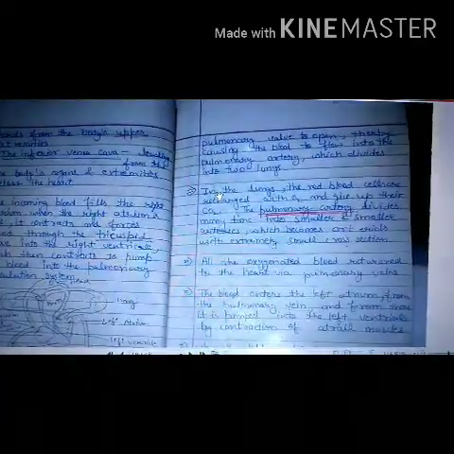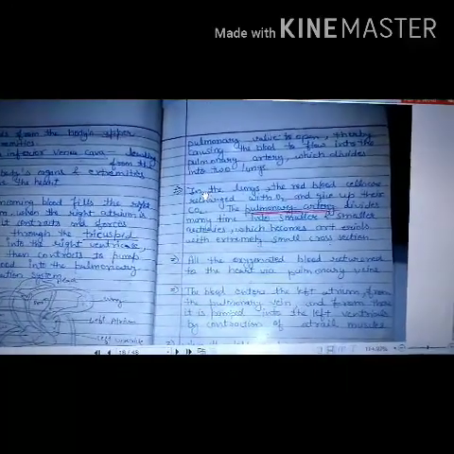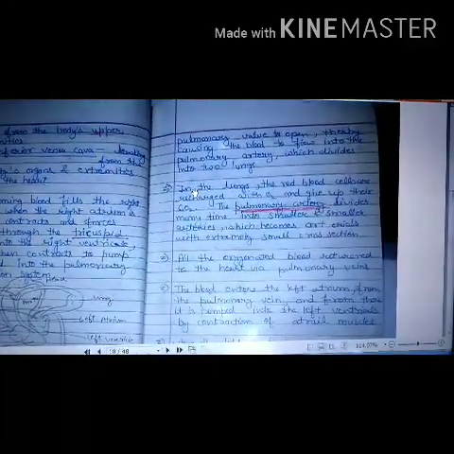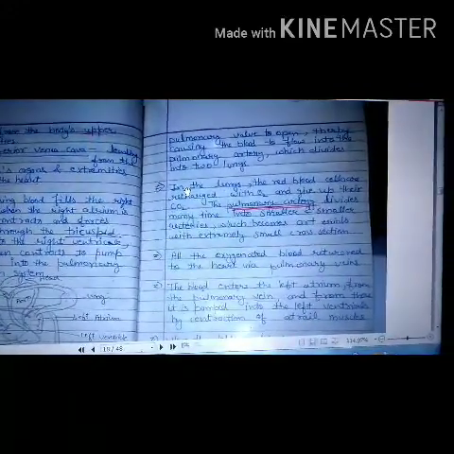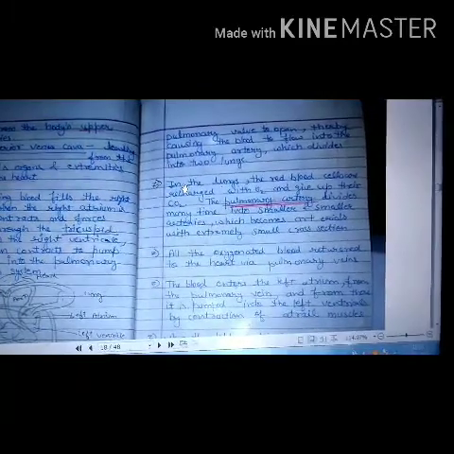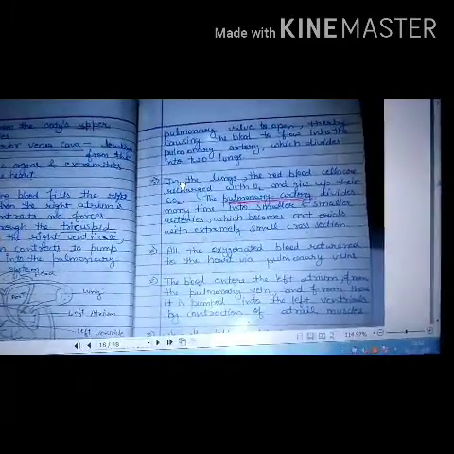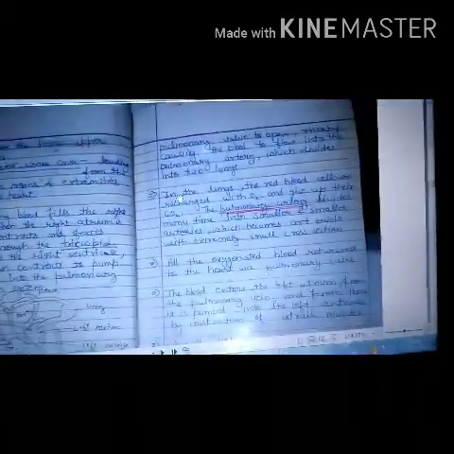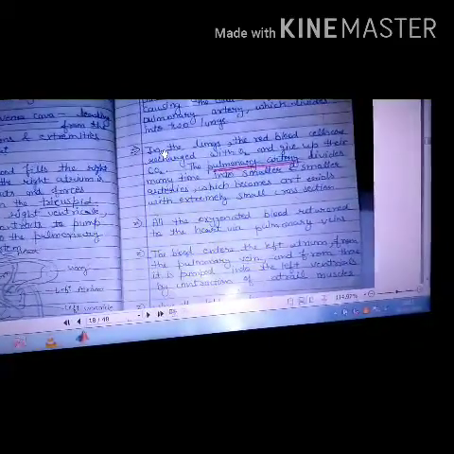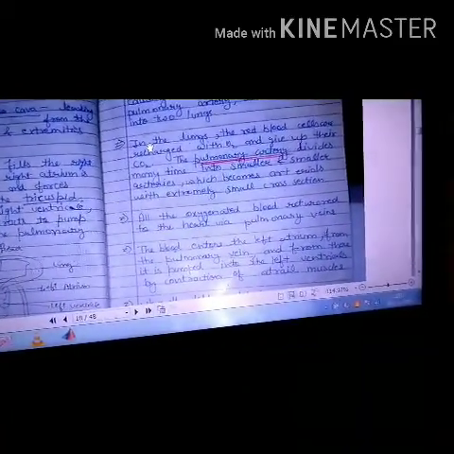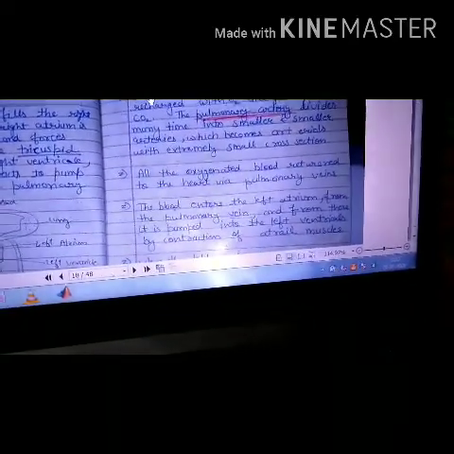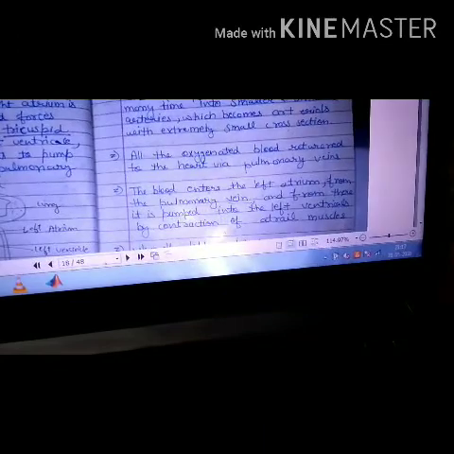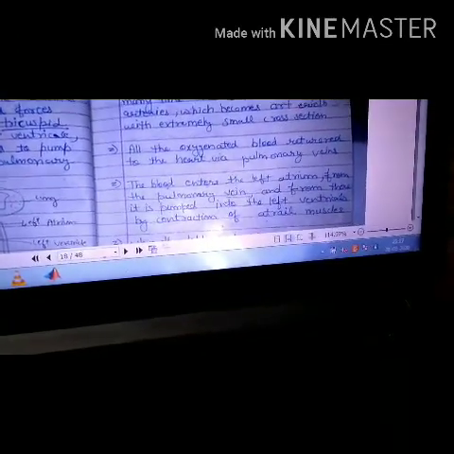Okay. Now, in the lungs, red blood cells are recharged with O2 and give up their CO2. Now, the pulmonary artery divides many times into smaller arteries which become arterioles with an extremely small cross section. Because of this small cross section, the red blood cells and oxygen molecules can cross over and the oxygen gets reacted with the blood.